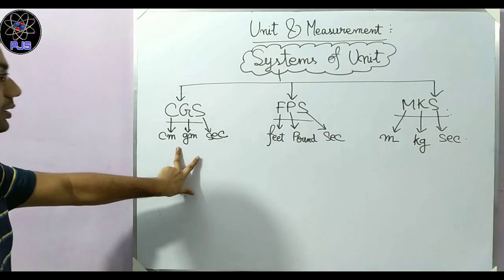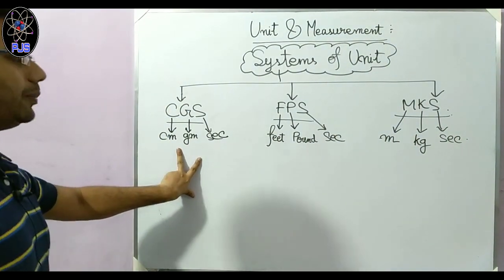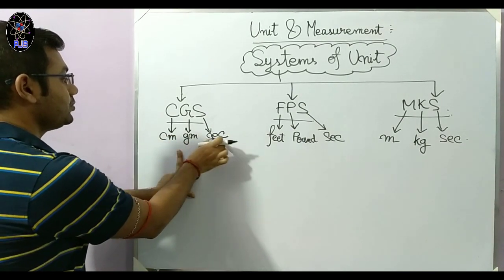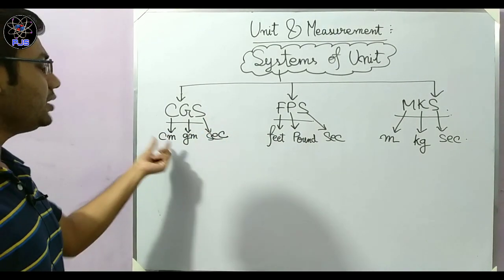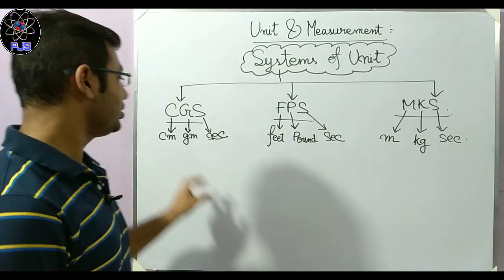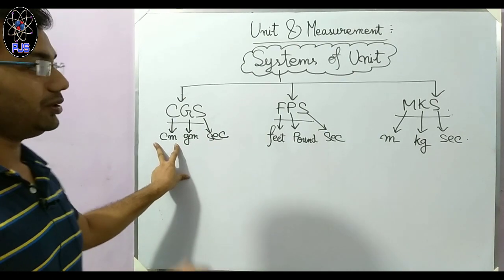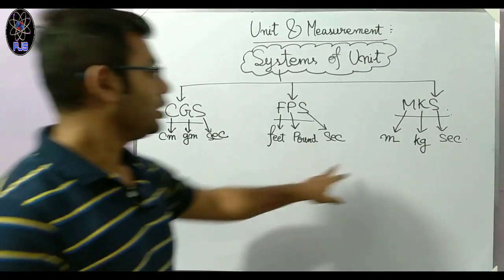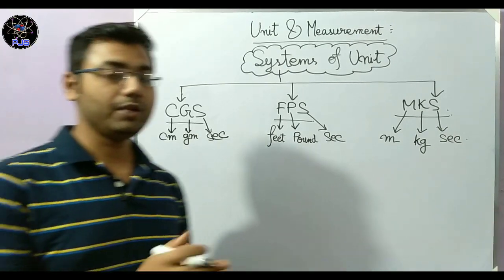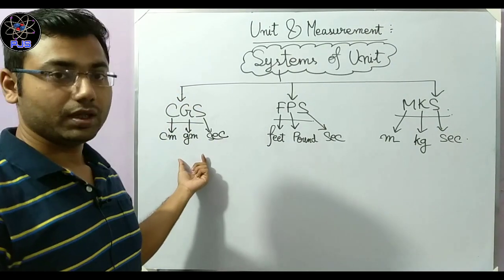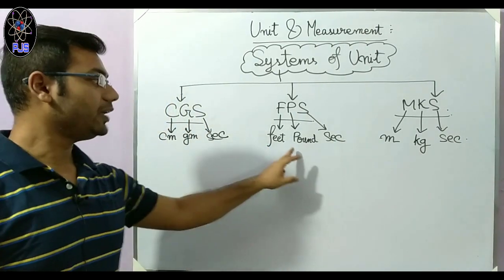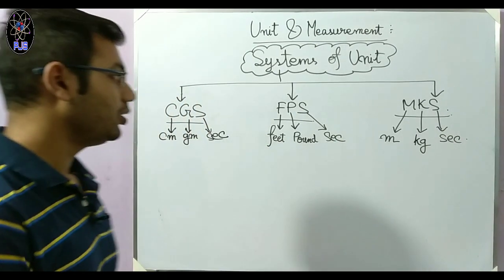At first CGS was introduced by scientists. But there is some problem that these types of units are very small. In case of large measurement, this is inconvenient. So meter, kg, second is much more convenient than that. And these units, feet, pound, second, are used by British people.